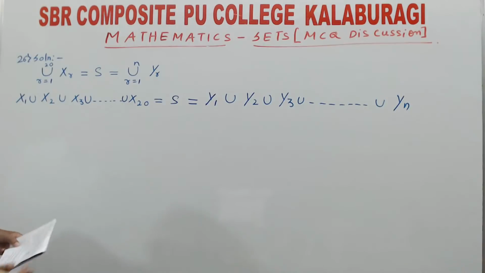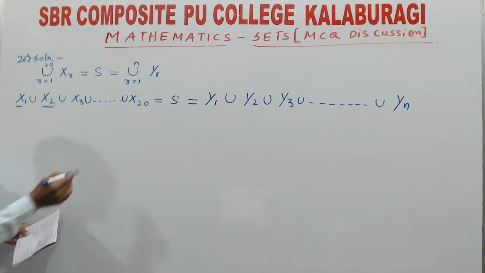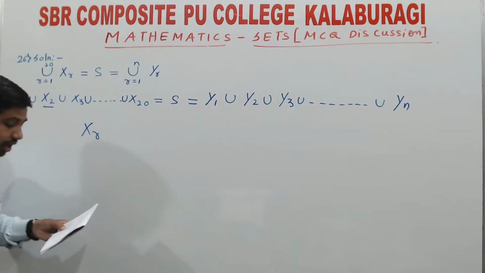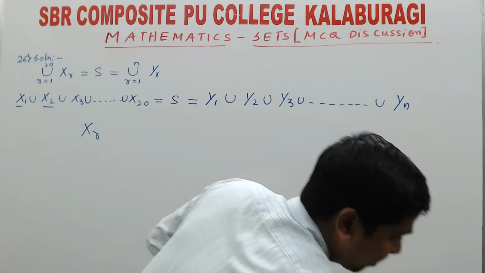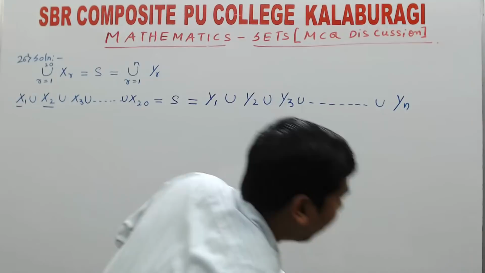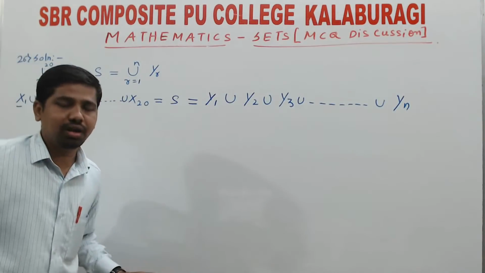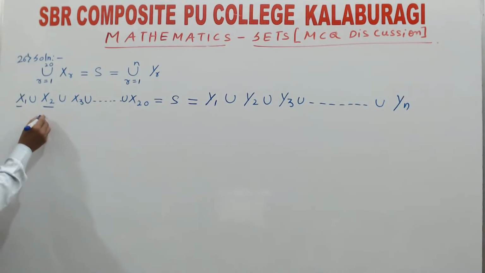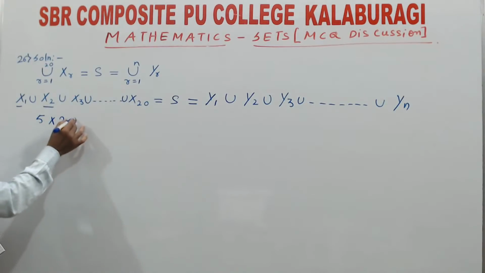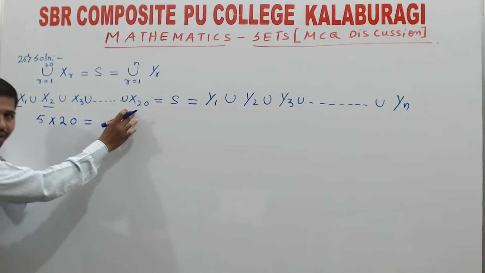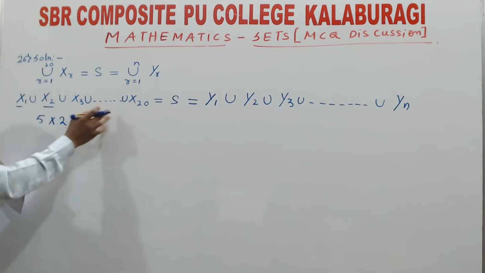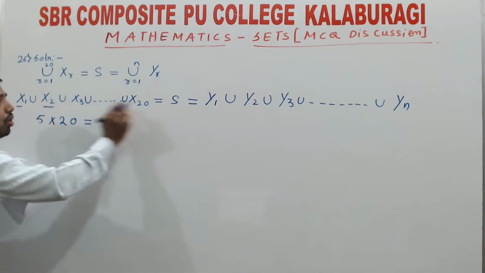He is telling us each set XR, which means X1, X2, X3, X4, X5 up to X20, contains 5 elements. Let us assume that all those 5 elements are different. So each set has 5 elements, and if I take the union of all the 20 sets, it is 5 into 20. Each set contains 5 elements, and 5 into 20 sets is equal to 100 elements in the union of these 20 sets.